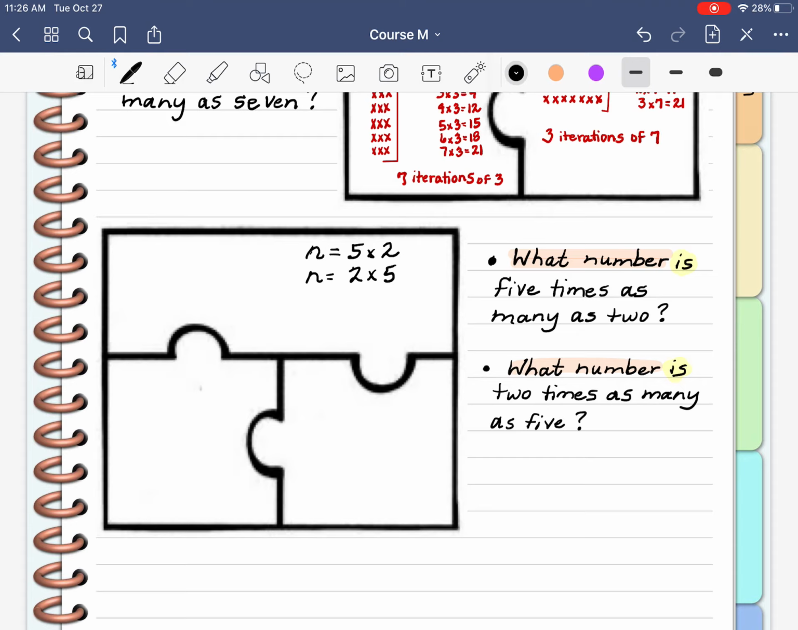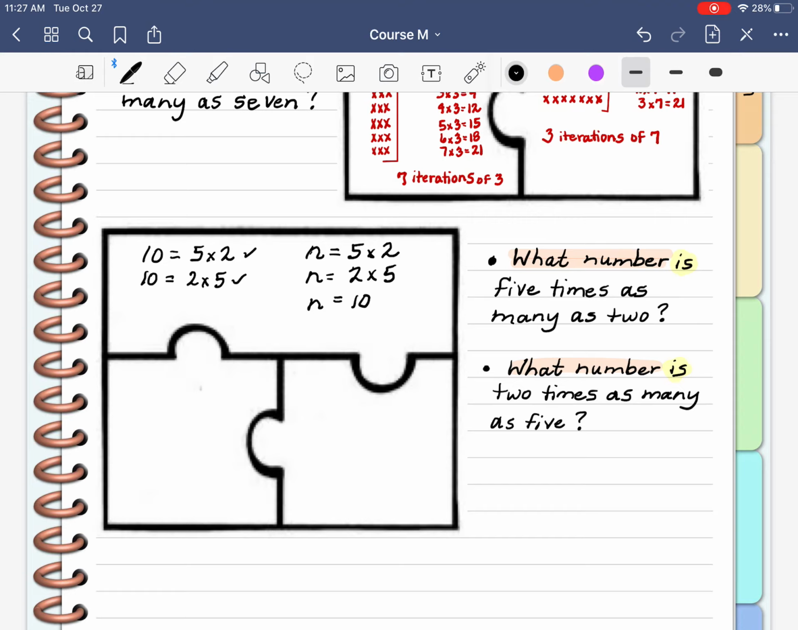So what is the number? 5 times 2 is 10. 2 times 5 is 10. So the number that we're looking for in both of these is a 10. 10 equals 5 times 2. That's true. And 10 also equals 2 times 5.